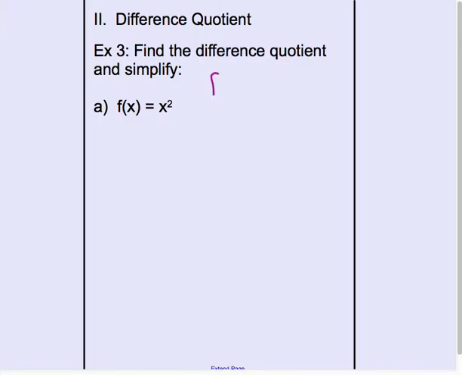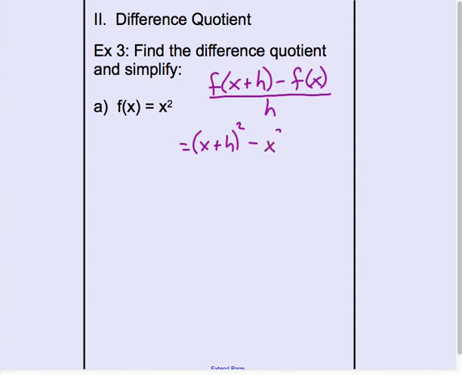As a reminder, here's what we are substituting into to find the difference quotient. We're going to start by using our function notation. Remember, we looked at this the other day, replacing every x with x plus h. So this becomes x plus h, quantity squared, minus f of x, which is x squared, all over h.